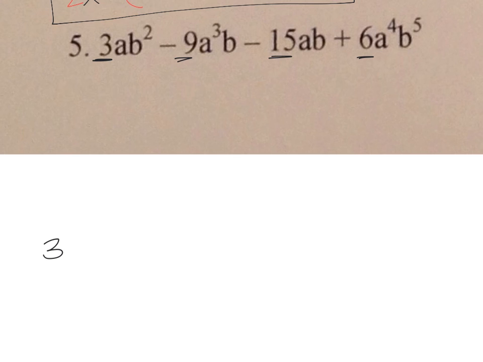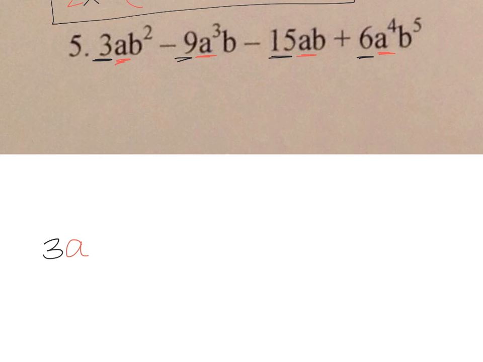Okay? Now, let's look at the A's. So that's an A cubed, A to the 4th. Remember what we said? The one with the lowest power, which is the A, because A means A to the power 1, because there will only be one A. So A is in common.